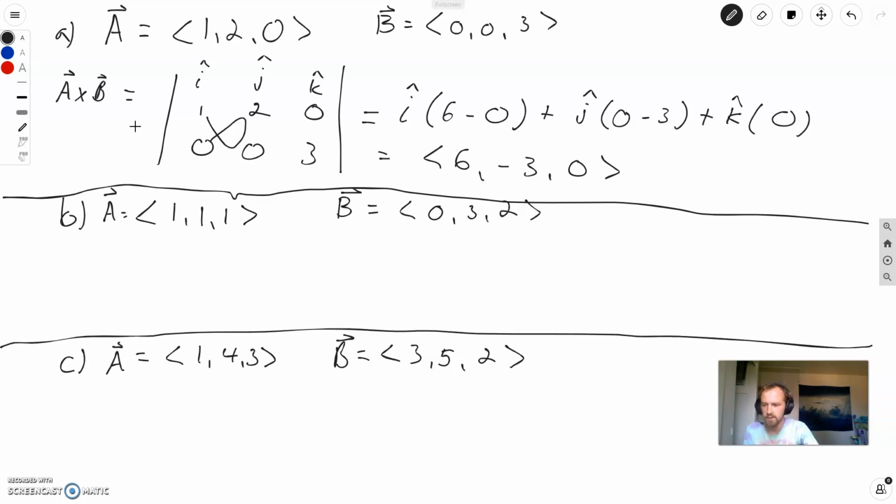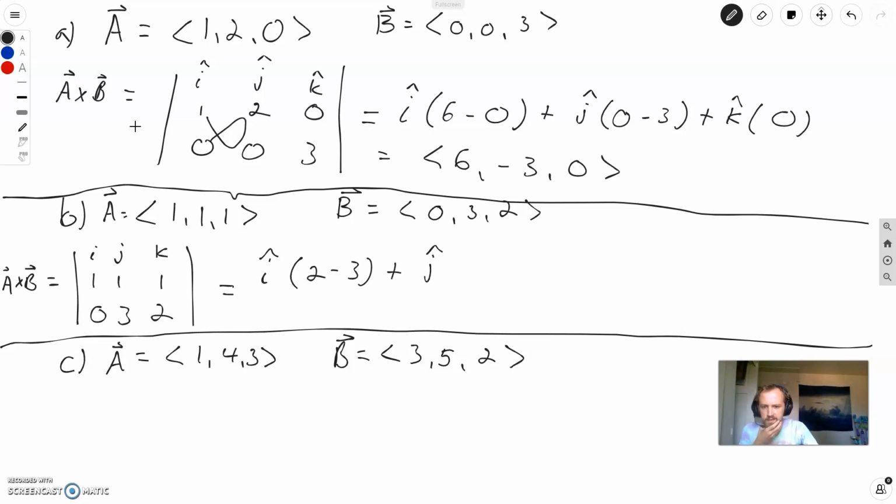Okay, now let's see this next one. So we're going to need to do the determinant. So A cross B equals, so I have my I, J, K, 1, 1, 1, 0, 3, 2. For my I hat, I'll have 1 times 2 minus 1 times 3, so that's going to be 2 minus 3, plus J hat. J hat's a little weird, so we go backwards. I get 1 times 0 minus 1 times 2, so that's going to be 0 minus 2. And then plus the K hat, we'll get 1 times 3 minus 1 times 0, so we will get 3. So A cross B equals negative 1, comma, negative 2, comma, 3.